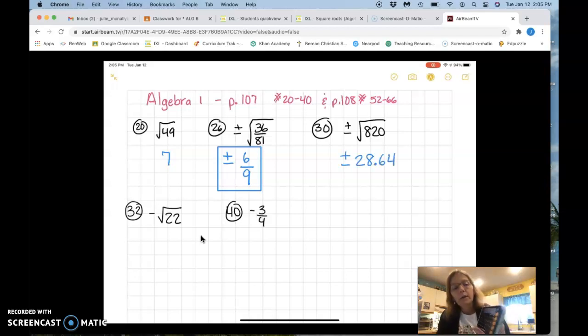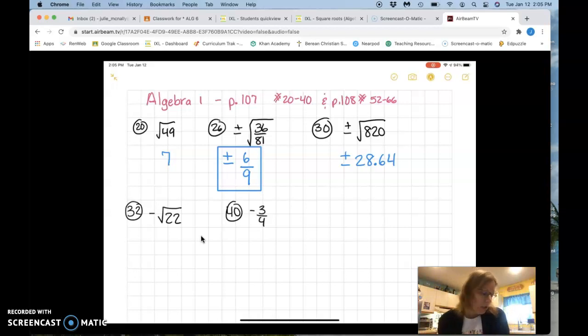28.64 because that 5 after the 3 makes the 3 round up to a 4. So we will round that to 28.64. But if you put 28.63, I'm not going to mark it wrong because you rounded wrong, okay? But that would be the answer for that one.